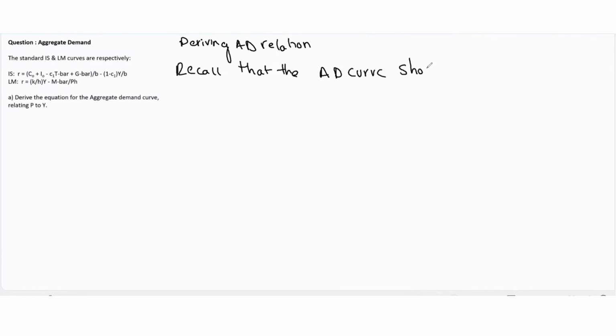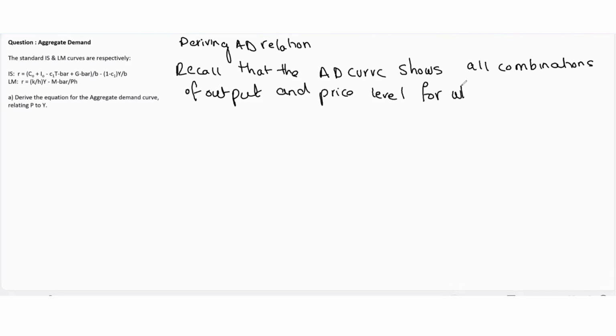We want to look at this question related to deriving the AD curve given our IS and LM equations. So our focus is on deriving the AD relation. For this, let's first recall that the AD curve shows all combinations of output and price level for which the goods market and money market are in equilibrium.